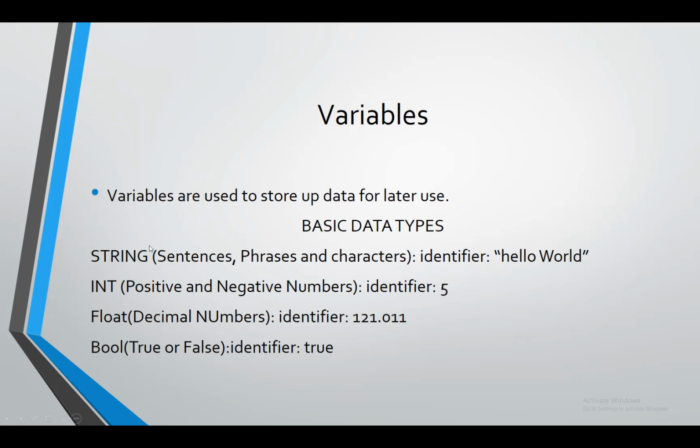We have the string. As I said a while ago, if you're going to put a sentence, phrases and characters, the data type is a string. And we have here the example, which is hello world. Next is the int or integer. It's positive and negative numbers. We have an example, 5. For float, it's decimal numbers. We have our example 121.011. Bool is true or false. So it's either true or false. Actually these are the common basic data types na ang gihatag. Later I will discuss more data types.